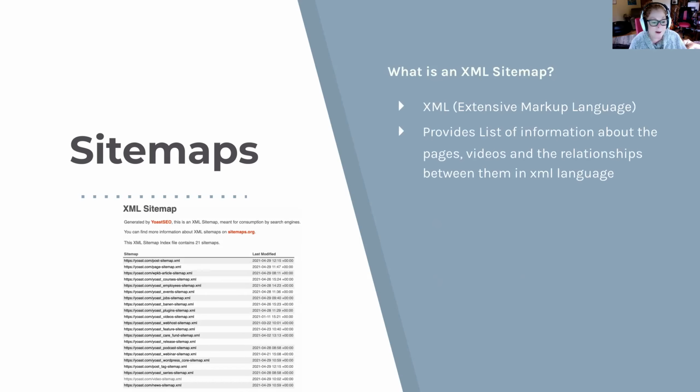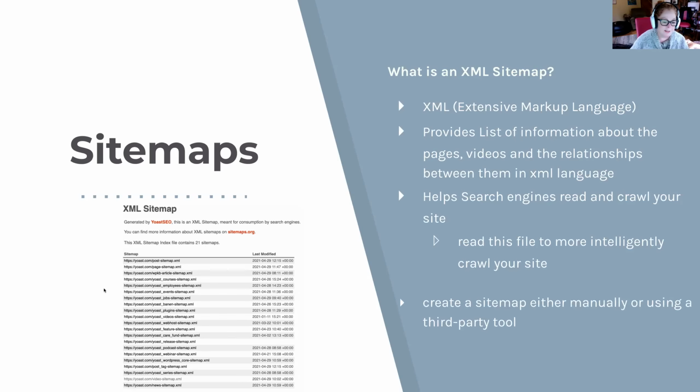So the XML sitemap, if you look over to the left-hand side, you'll see this is an XML sitemap. It's a map, a list of information that is in the XML language, which stands for Extensible Markup Language. You do not need to know really more than this. It's pretty easy to do. You can use third-party tools. You can do it manually.